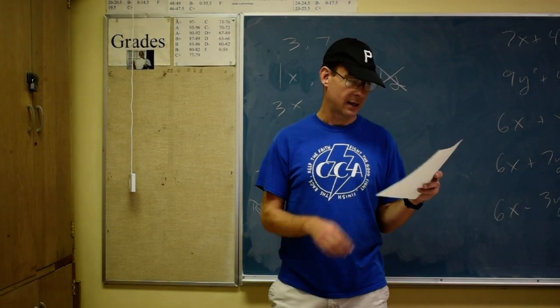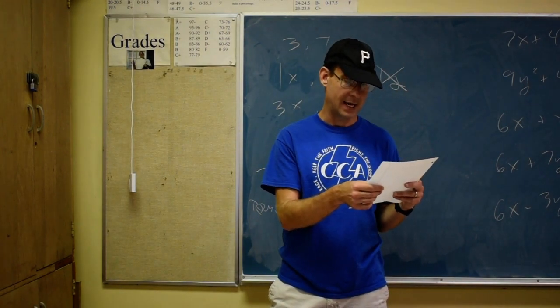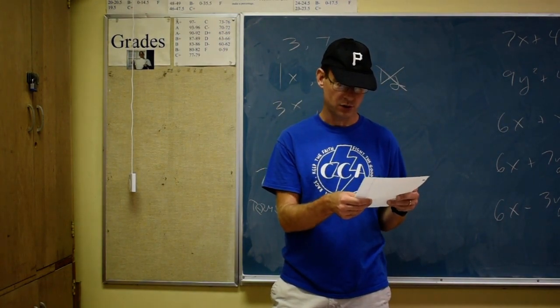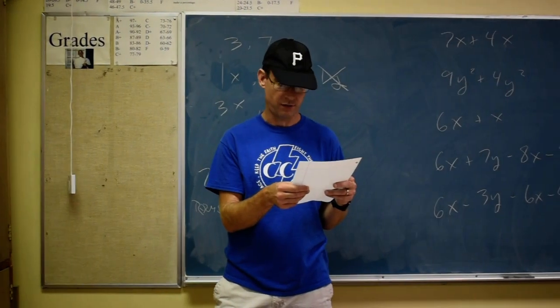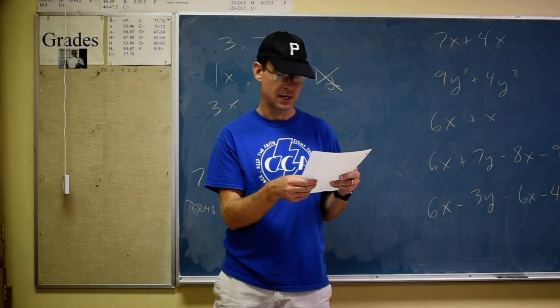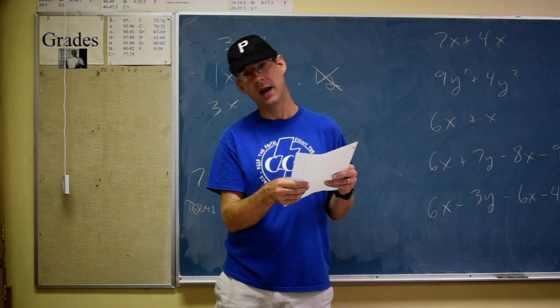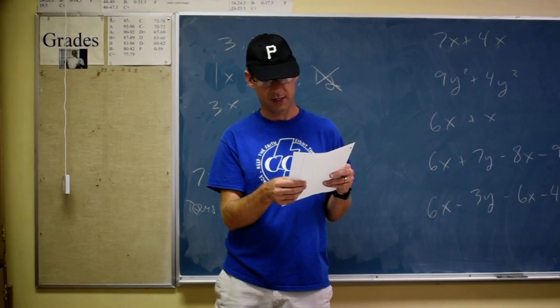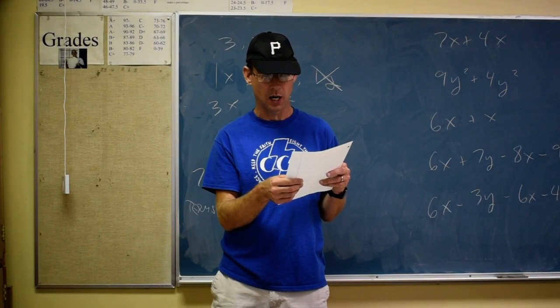And then when you're back, okay, the first one is unlike because those variables are different. X versus Y, those are different. First one, unlike. Second one, also unlike. We have an X on the one and nothing on the other. That's different. Anytime the variables are different, that's unlike.